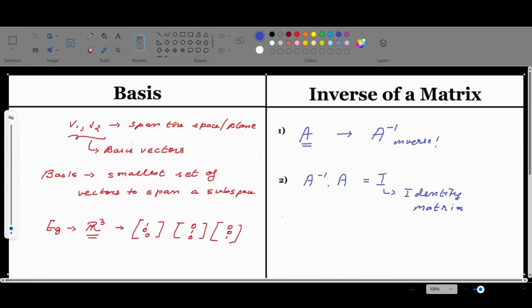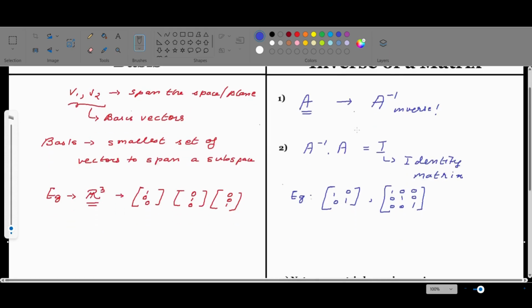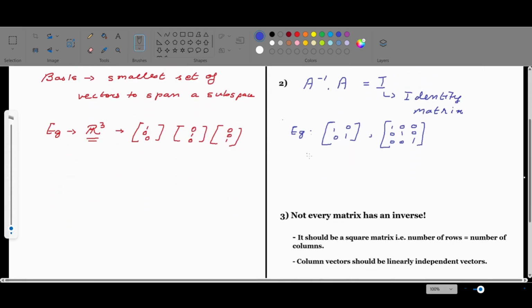For example, a 2 cross 2 identity matrix would be written in this way. And a 3 cross 3 identity matrix would be written in this way. What you'll notice is that in any identity matrix, you have ones on the diagonals and zeros in every other position. It has to be a square matrix and can be a square matrix of any dimension. Okay. Now let's say over here A is a 2 cross 2 matrix, and therefore even A inverse is a 2 cross 2 matrix.